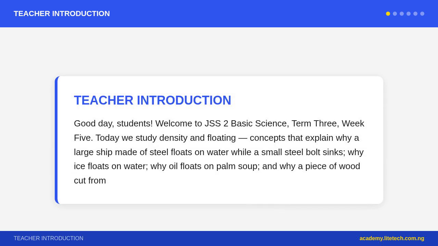Today we study density and floating, concepts that explain why a large ship made of steel floats on water while a small steel boat sinks, why ice floats on water, why oil floats on palm soup, and why a piece of wood cut from an Iroko tree floats in the Niger River. These are not obvious facts, they require understanding density and Archimedes' principle.